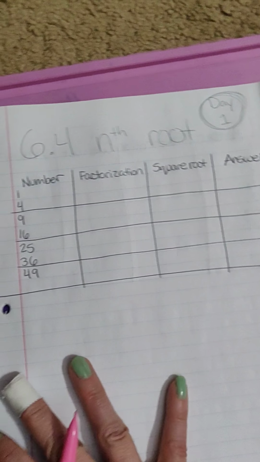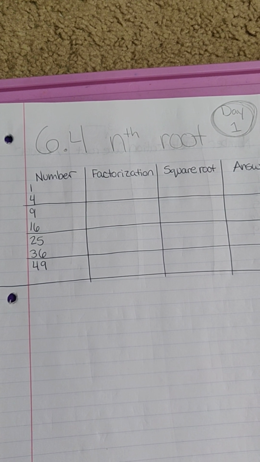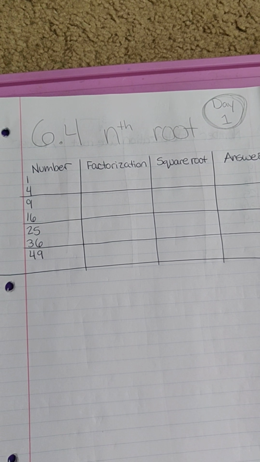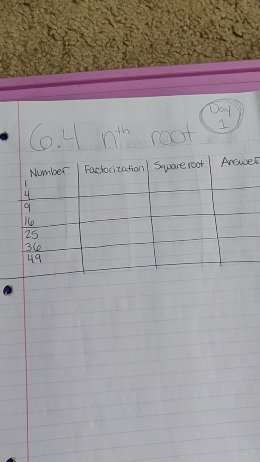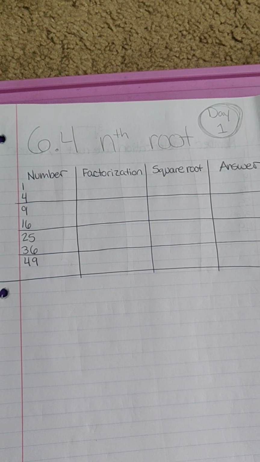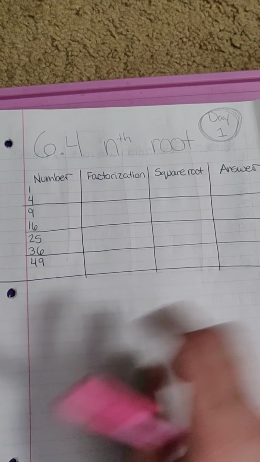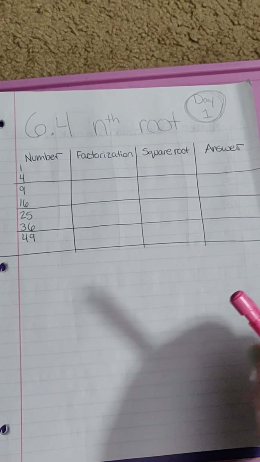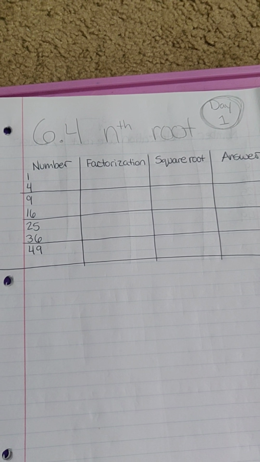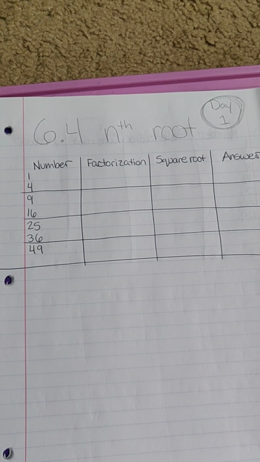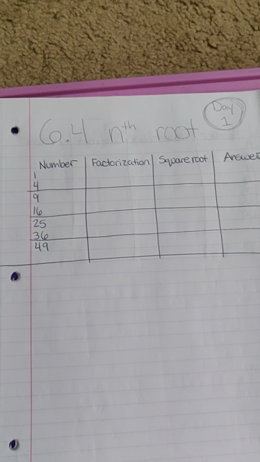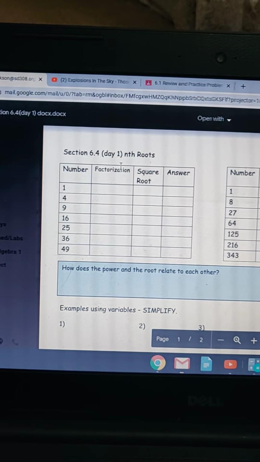Once again, or maybe not, but today we're going to start section 6.4 talking about the nth root. So don't necessarily worry about what the nth root is just yet. I've got two different templates set up for you, very similar to what you guys are going to see attached online. Miss Bear's already uploaded these guys, so you guys should be seeing pages that look like this.